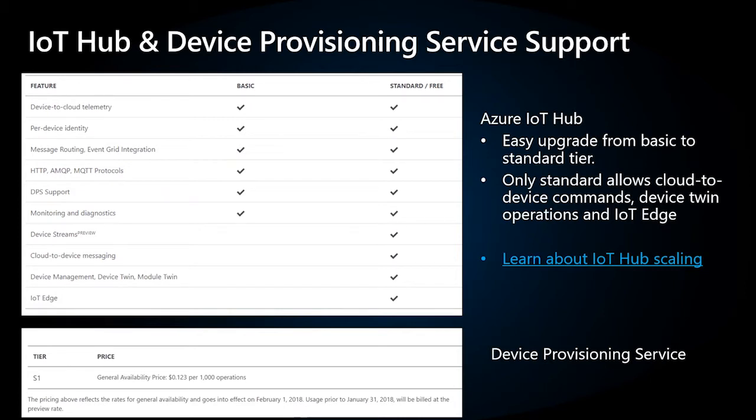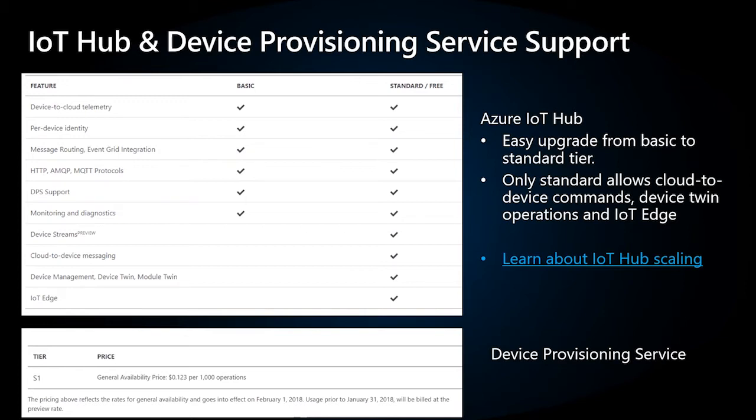All right, so let's talk about IoT Hub and Device Provisioning Service support. So I included here our different SKUs. And what I wanted to showcase here is that we have a basic SKU and we have a standard and free SKU. DPS is supported on both basic and standard. The difference between basic and standard is that basic allows you to do device to cloud telemetry, and standard lets you do everything, including cloud to device messaging. So really that bi-directional communication instead of just sending telemetry up to the cloud. It also gives you that IoT Edge support.